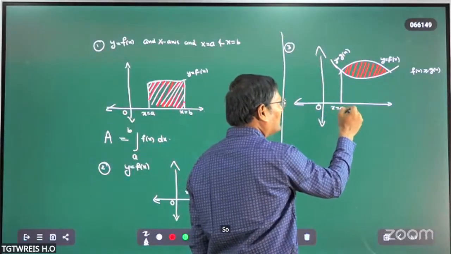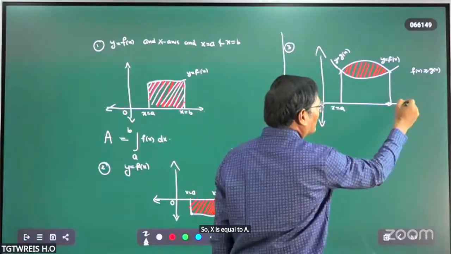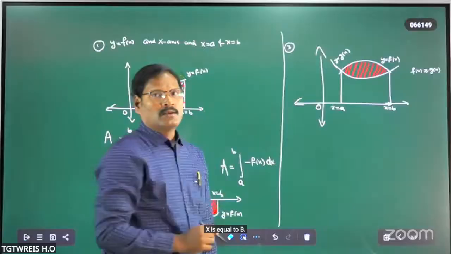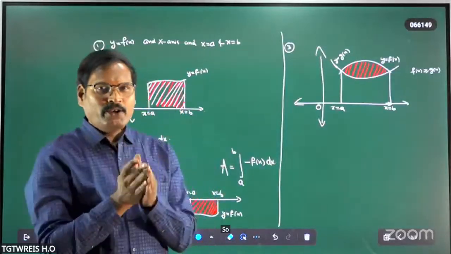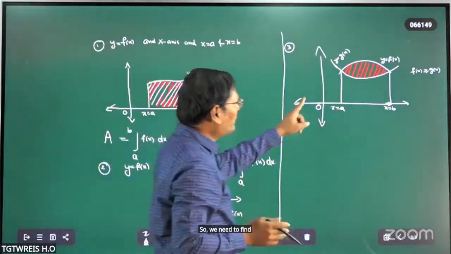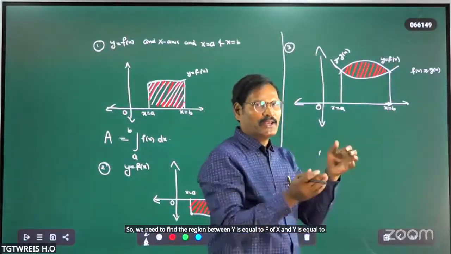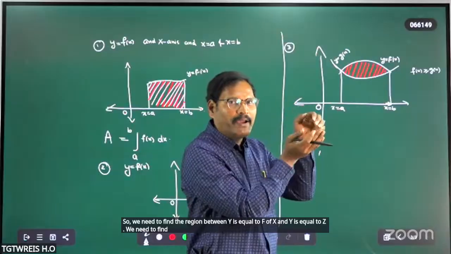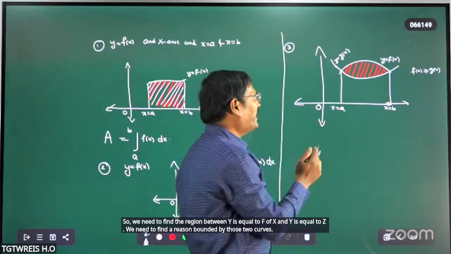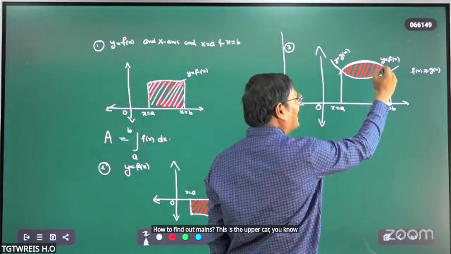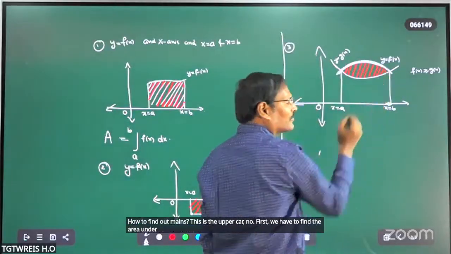So x is equal to a, x is equal to b. We need to find the region between y is equal to f of x and y is equal to g of x. We need to find the region bounded by those two curves. How to find it? This is the upper curve now. First we have to find the area under this curve.